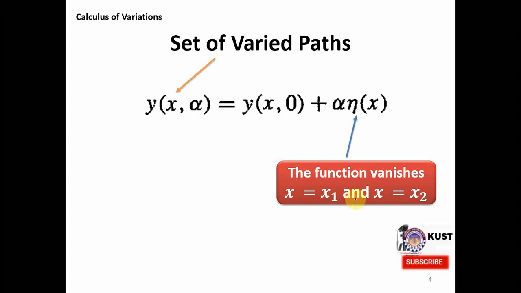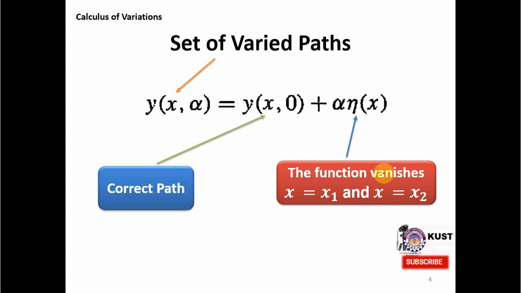As we have demonstrated in the last slide, at the end points x1 and x2 all the paths will pass through the same points, and at those points this function must vanish because there will be no variation. So all the paths are equal there, they are not varying, but in between there will be variations, and the correct path will be this one, for which alpha is equal to 0.